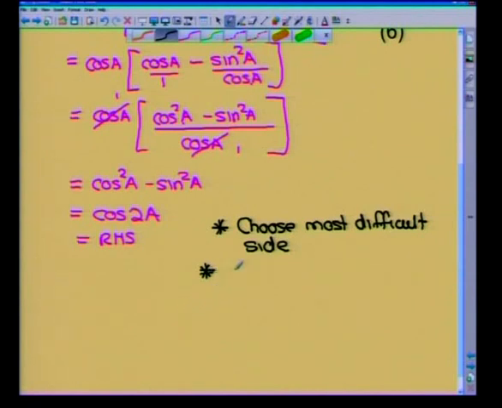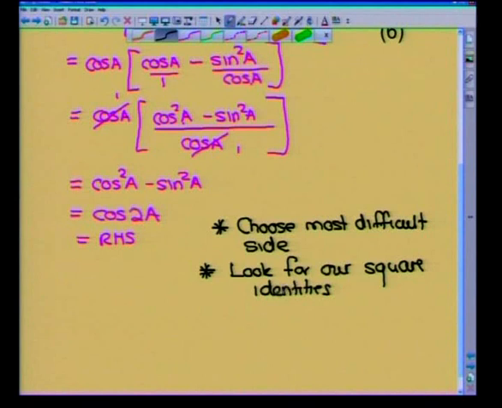The second thing we would do is look for our square identities, which I call the ugly sisters. The reason we would look for them is to reduce two things to one. We certainly do not want to make one thing two, because then it just makes it more complicated and harder to work with. So definitely it makes more sense to look for something where two things can become one.